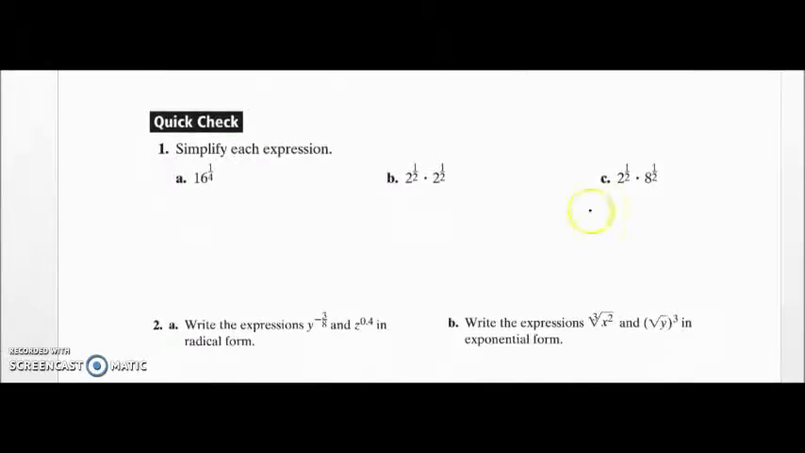All right, I want you to try these 3 quick checks right here. They're very similar to the 3 problems that we just did, almost identical. So turn this into a radical. You know what to do with these. They have the same base, and then make these have the same base. When you're done, come on back.